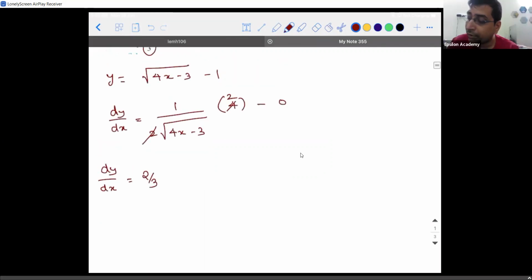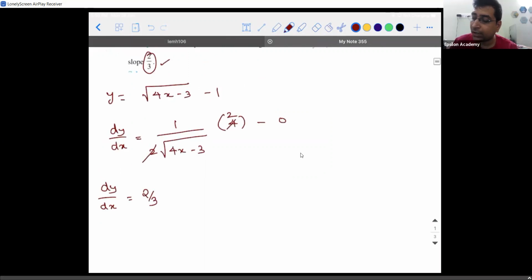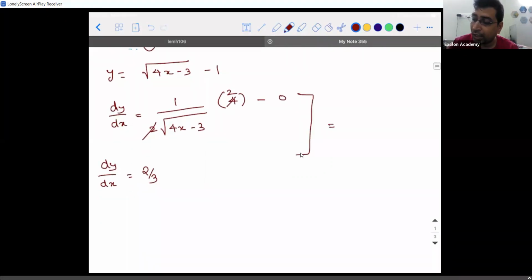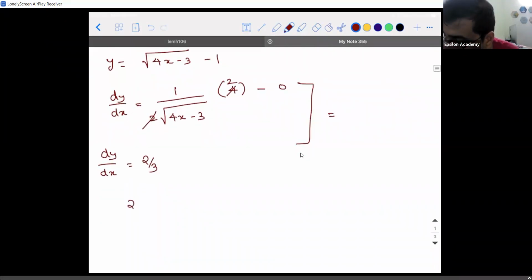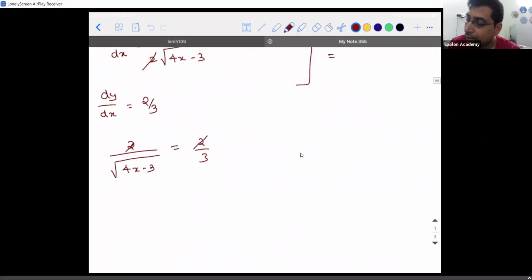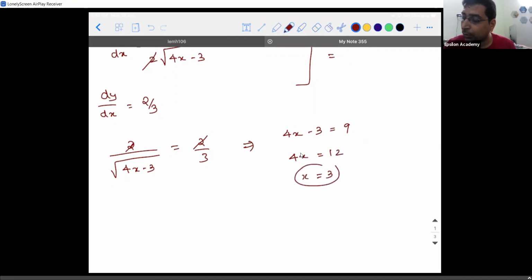Now, what they have given, dy by dx, they have given it as 2 by 3. So these two are equal. So 2 divided by root of 4x minus 3 will be equal to 2 by 3. 2 and 2 are gone. So 4x minus 3 will be equal to 9. I hope you understood, I squared on both sides. So 4x will be equal to 12, and x will be equal to 3.